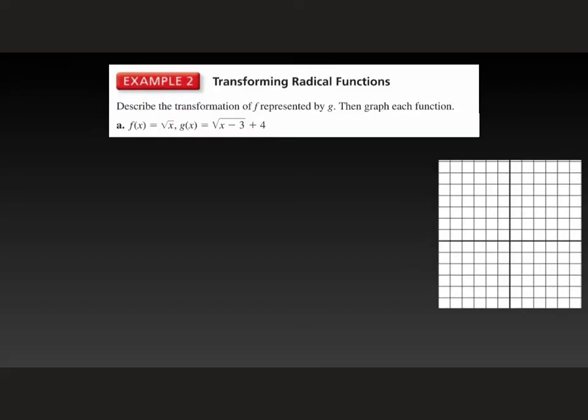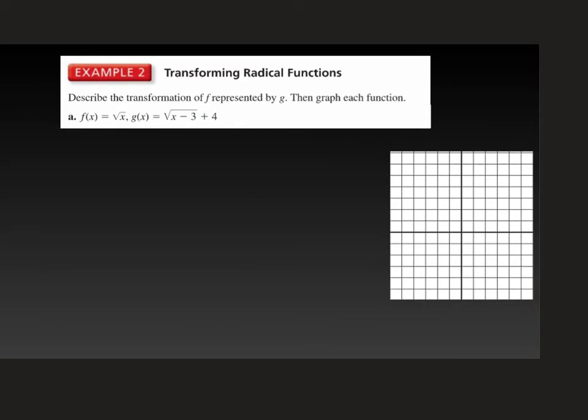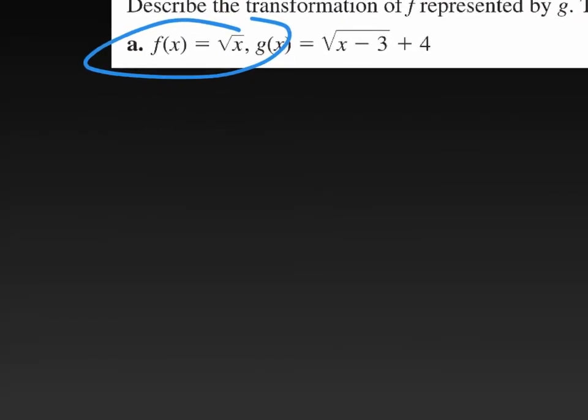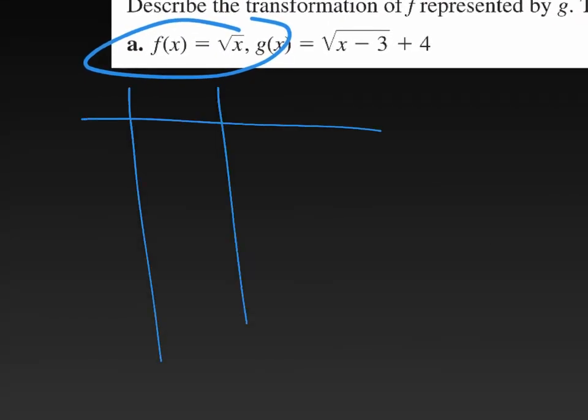Transformations. So we always start with the parent function, and then we just take it and shift it. Let's plug in numbers for our parent function so we see what's going on here. So we have the square root of x. What should we plug in first for the square root of x?